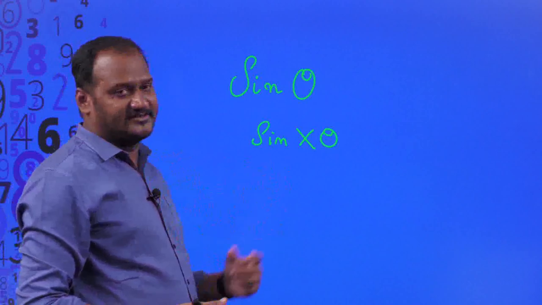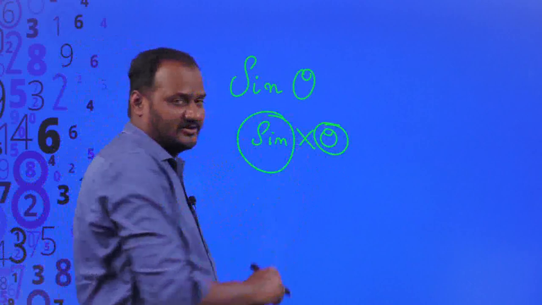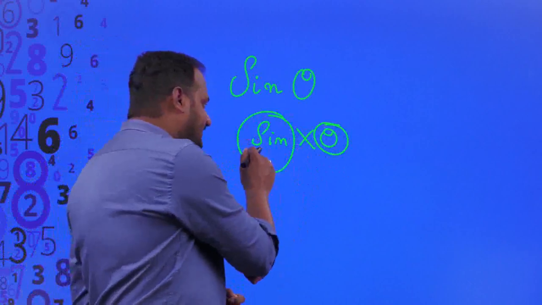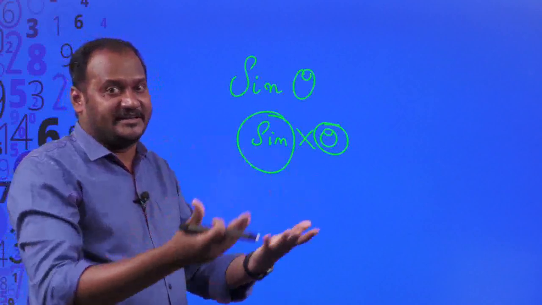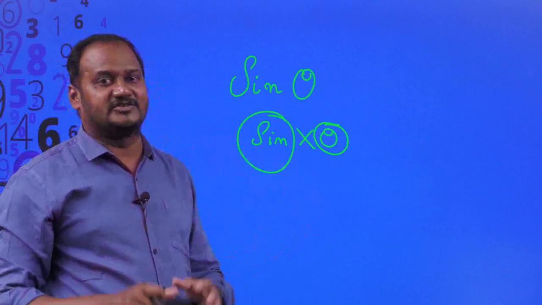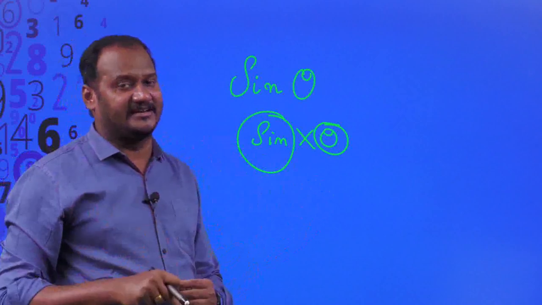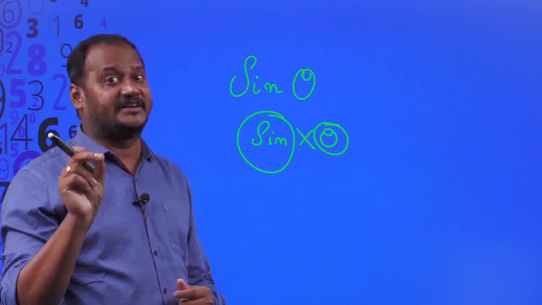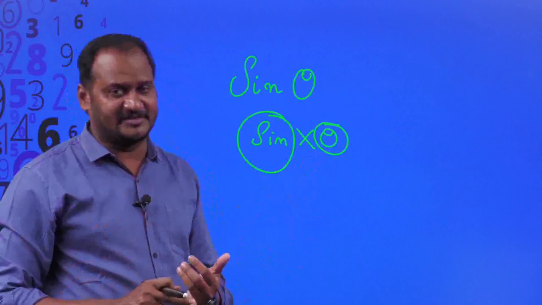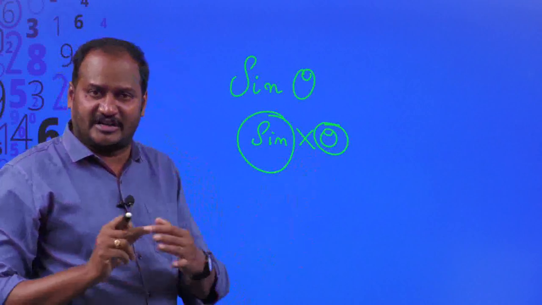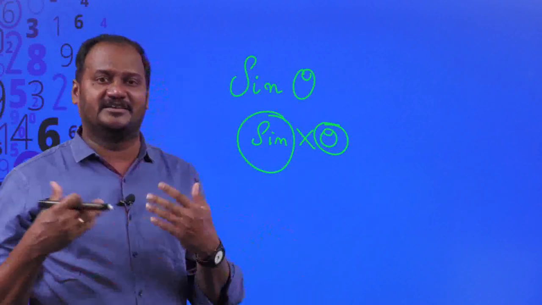When you think sine into theta, it means sine is a separate word and theta is a separate word. But sine cannot be considered as a separate word in mathematics. It may have some other meaning in the English language, but there is no sine, there is no cos on its own. If an angle is added to the sine, then only there is a meaning of a trigonometric ratio. That theta can be anything. It can be either sexagesimal measure or centesimal measure or radian measure, whatever it is. But if there is no angle after sine, there is no meaning of sine.